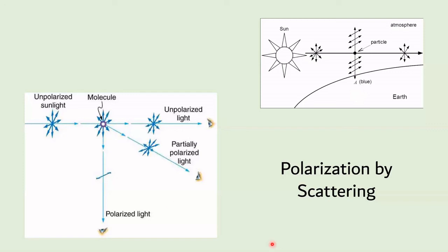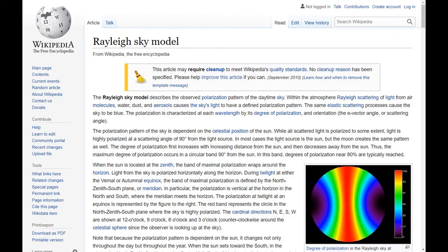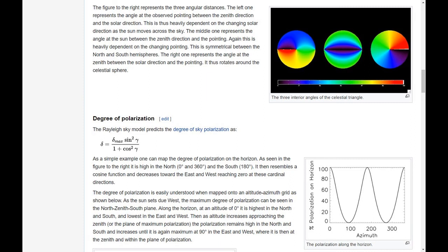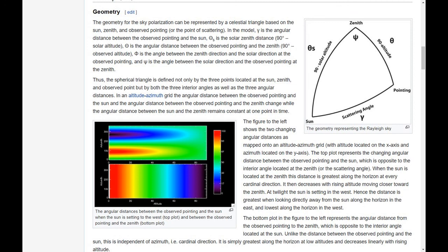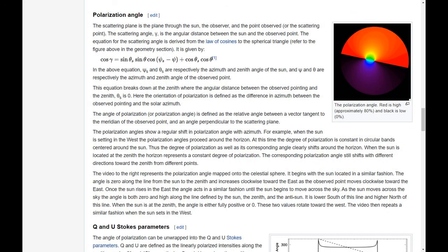Let me see if I can pull up a Wikipedia page about that real quick. Here it is, the Rayleigh sky model. Wait for it. Look at all this trigonometry coming up. There's probably some spherical trigonometry required to understand this. That's triangles on a sphere, which is more challenging than regular old trigonometry in the plane. Okay, so there are ways of characterizing the degree of polarization of scattered sunlight along any direction in the sky.